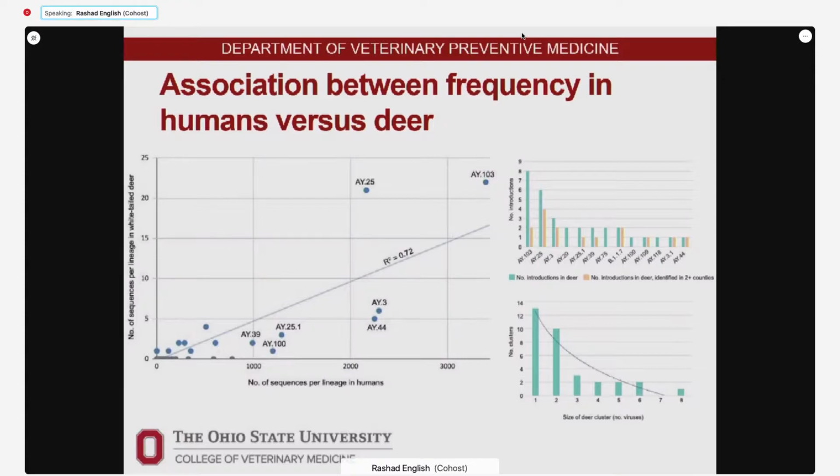You can also see the number of introductions into the deer by the different lineages, and some of those include being identified in multiple counties. And then you can also look at the size of the deer cluster and how many we have in each of those. So really, right, the idea that deer are the sponge, they're picking up whatever's in the people, spilling over into them repeatedly.